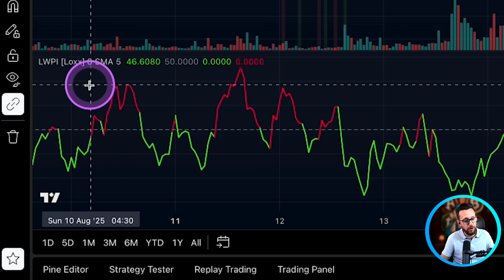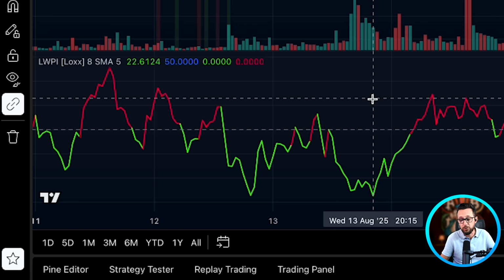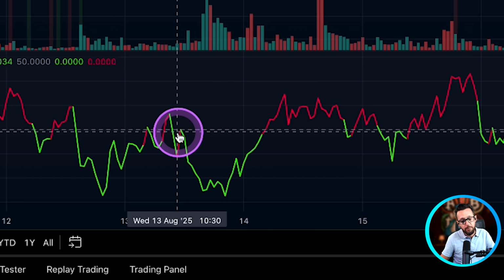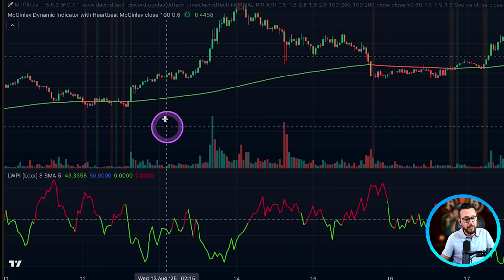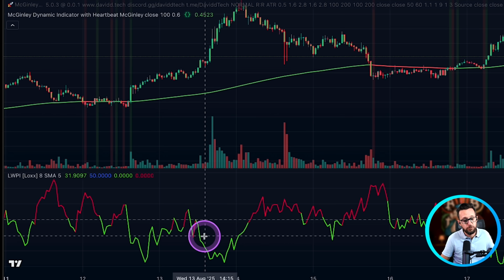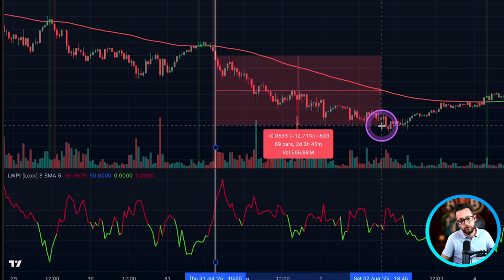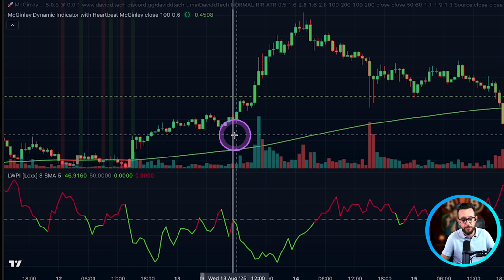Now I've left it on default settings, and the LWPI is a bit different to most indicators because when it goes above the zero line, it goes red, and when it goes below the zero line, it is actually green. So very much like the McGinley, when this is green, we're looking for longs, and when it is red, we're looking for shorts. So as you can see, these two indicators seem to work extremely well together.